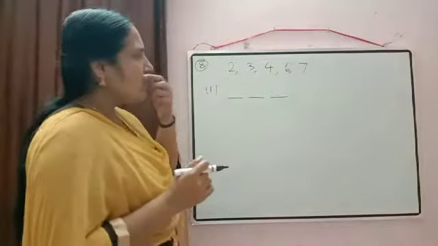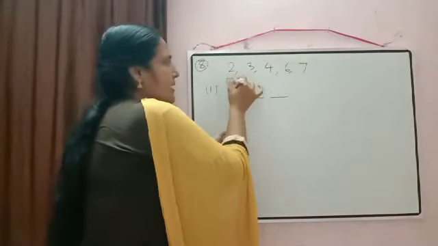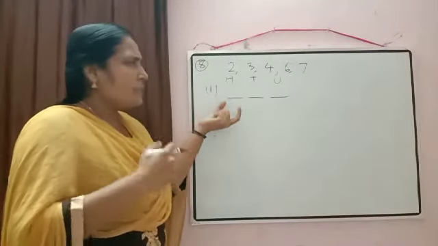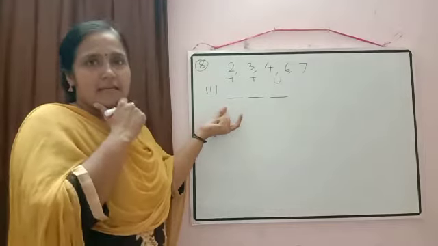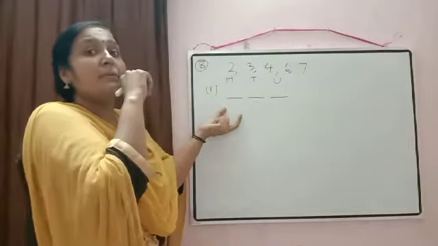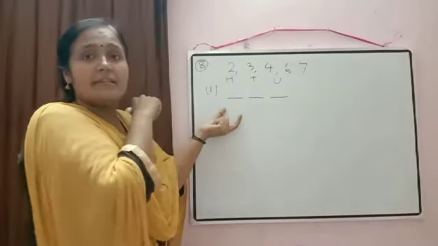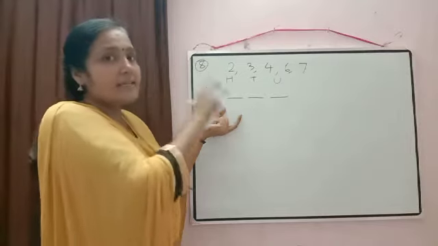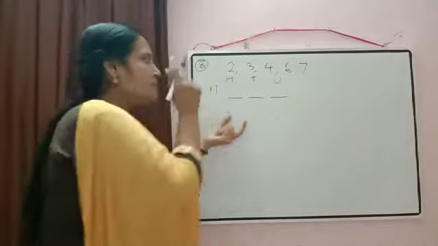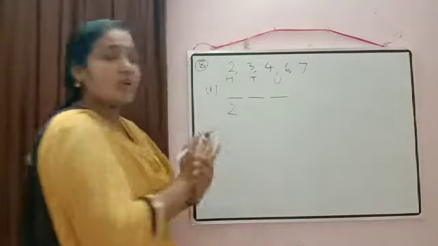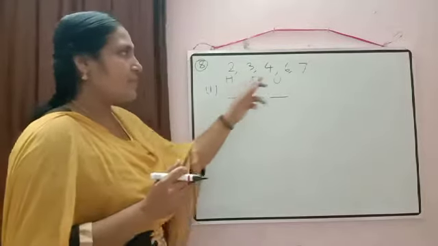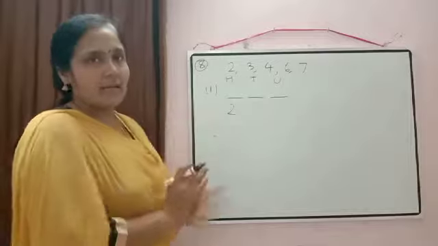Okay, so the number is greater than 600. Hundreds place, tens place, unit place. How many options are available for the hundreds place? The number should be greater than 600. So out of these numbers, which number can you write in the hundreds place? Yes, either 6 or 7. These are the 2 options available, correct? So this place can be filled in 2 ways only, because our number should be greater than 600. So either 6 will come here or 7 will come here.